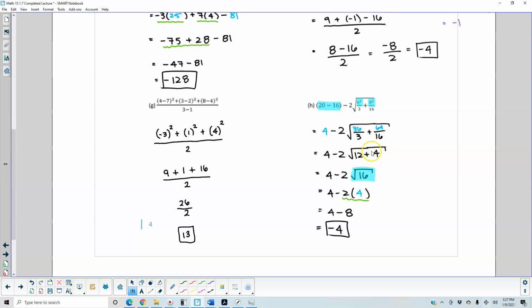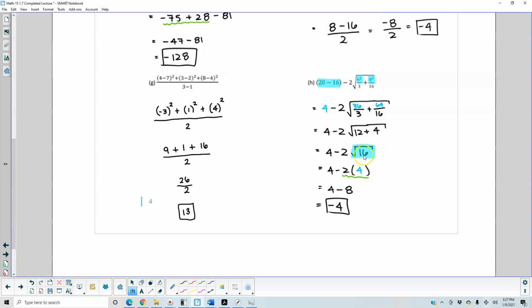Now again, we still need to work within the grouping symbol. So we have 4 minus 2 times the square root of 12 plus 4, which is 16. And again, using order of operations, we need to find and simplify the square root symbol. So 4 minus 2 times the square root of 16 becomes 4. And now we have subtraction and multiplication, so we need to do multiplication. So 2 times 4 gives us 8. So 4 minus 8 gives us a result of negative 4.